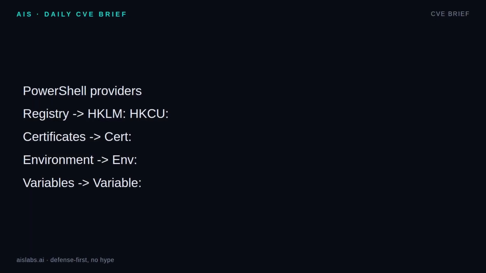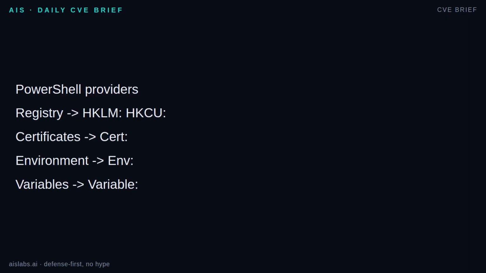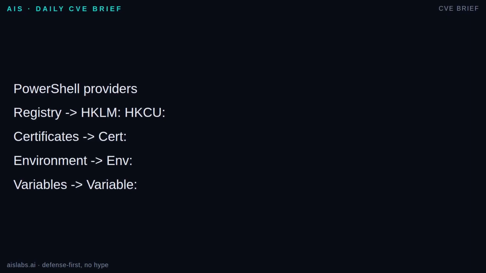A PowerShell provider exposes some kind of storage through a drive-like interface. The file system is only one provider. The registry provider exposes HKLM and HKCU. The certificate provider exposes Cert. The environment provider exposes env. The variable provider exposes variable. That means your hands can stay on the same verbs: Get-ChildItem to list, Get-Item to retrieve an item, and Get-ItemProperty to read properties where the provider supports them.